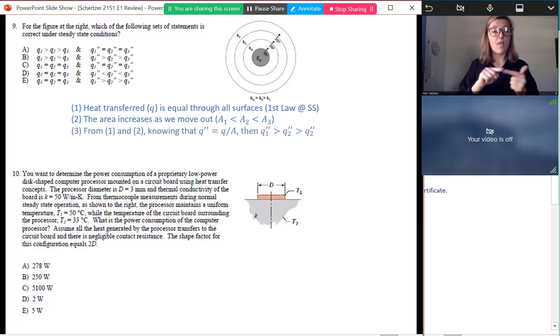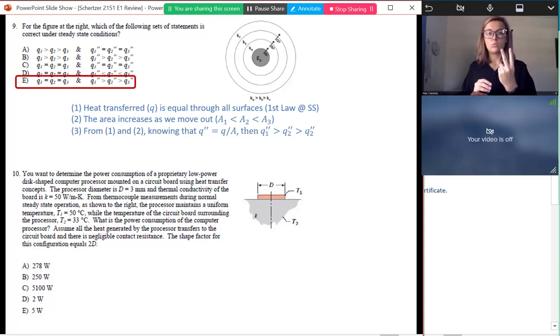So I remember here that the heat flux is Q divided by A. So if all the Q's are the same, then the one with the smallest area, right? So A1, the heat flux at 1, is going to be larger than the heat flux at 2, which is going to be larger than the heat flux at 3. So in this case, the correct answer is E, where all my heat transfers are equal, but my heat fluxes are increasing as I move towards the center of the circle.